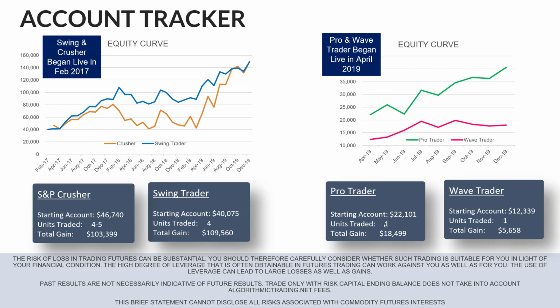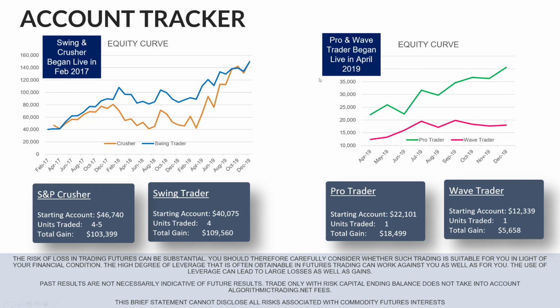And this account is only trading 1 unit, but it went from 22K, and it's the green one, from about 22K up to, this should be about 40K, I think. Had a total gain of about 18K. So it's done really well, this Pro Trader. Wave Trader started at 12K and 339, and it had a total gain of 5,658. So it went from 12K to, yeah, probably 17K roughly is where that's at.